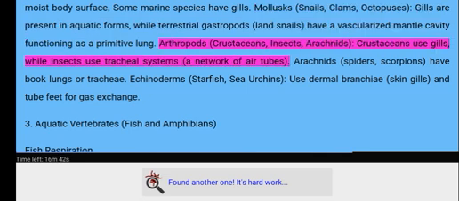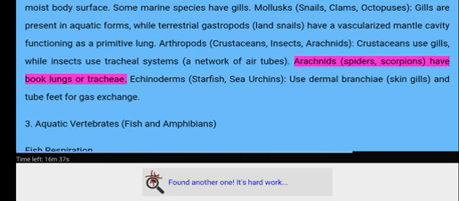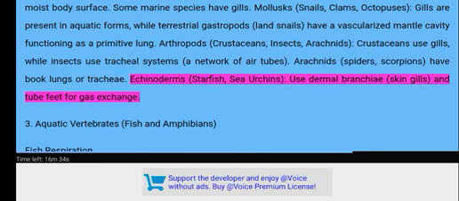Arthropods, crustaceans, insects, arachnids. Crustaceans use gills, while insects use tracheal systems, a network of air tubes. Arachnids, spiders and scorpions, have book lungs or tracheae. Echinoderms, starfish and sea urchins, use dermal branchiae, skin gills, and tube feet for gas exchange.